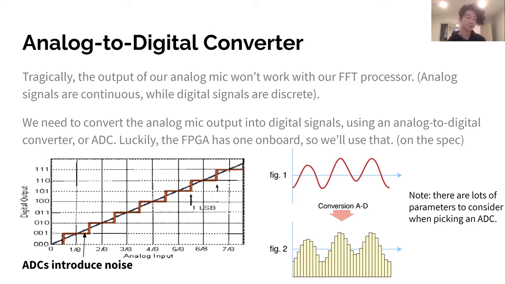One thing you should know when you use an ADC is that it necessarily introduces a little bit of noise, because once you have an analog value that's in between your discrete values, the converter has to pick one or the other, and that introduces a little bit of error. Luckily, there's an ADC on board the FPGA, so we don't have to go through the hassle of picking one and looking at the specs for those. We're just going to be using that, and we'll explain how to use the ADC in the spec.